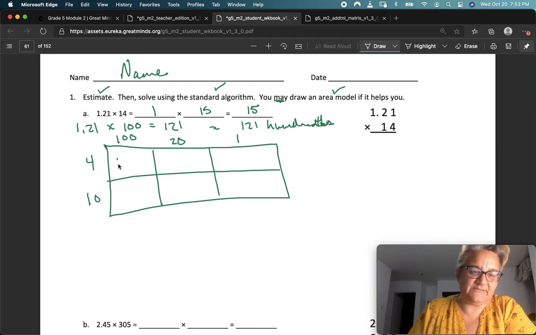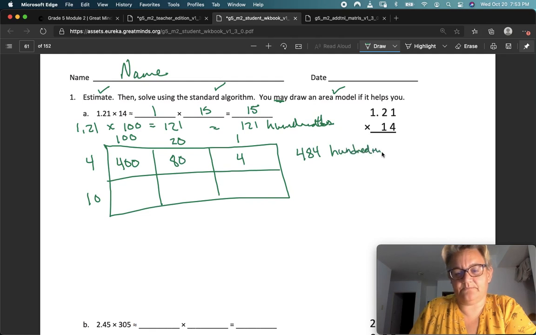4 times 100 is 400. 4 times 20 is 80. 4 times 1 is 4. That's going to give me 484. Again, this is hundredths. Here, 100 times 10 is 1,000. 10 times 20 is 200. 10 times 1 is 10. Which gives me 1,210 hundredths.